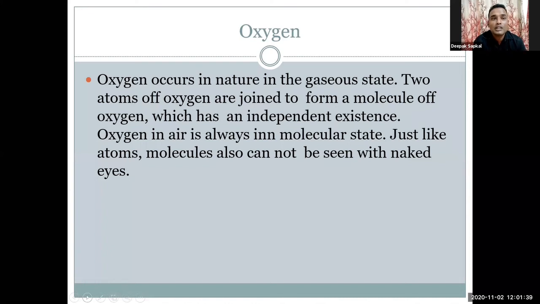Two atoms of oxygen are joined to form a molecule of oxygen, which has an independent existence. Oxygen in air is always in molecular state, and just like atoms, molecules also cannot be seen with the naked eye. What are they saying? The oxygen in nature in the gaseous form, two atoms of oxygen, that is O2, are joined to form a molecule of oxygen, which has an independent existence. They have their own place, their own existence. Oxygen in the air is in the molecular state.